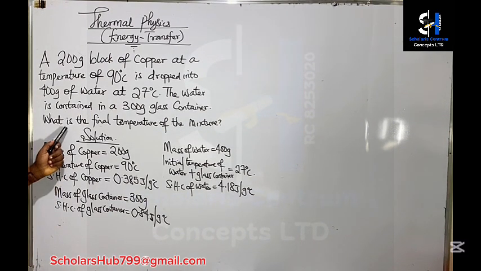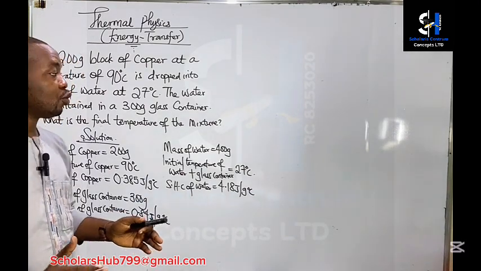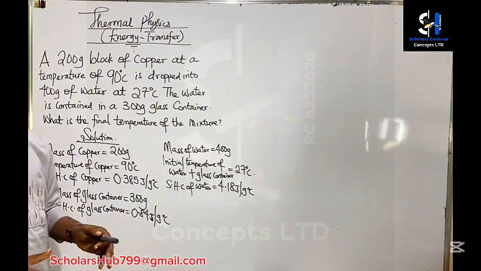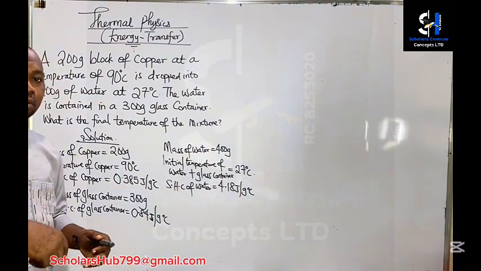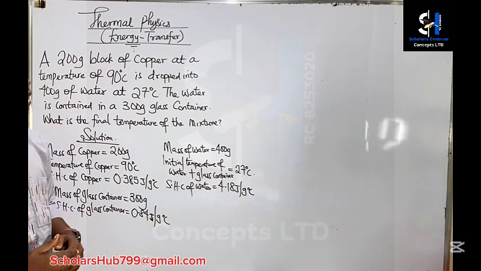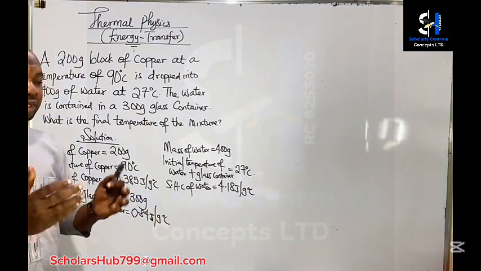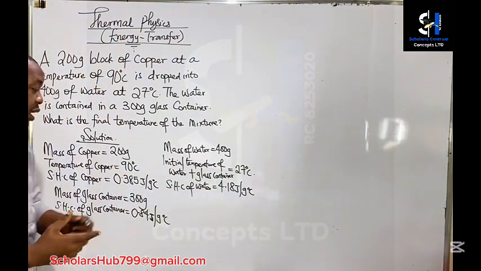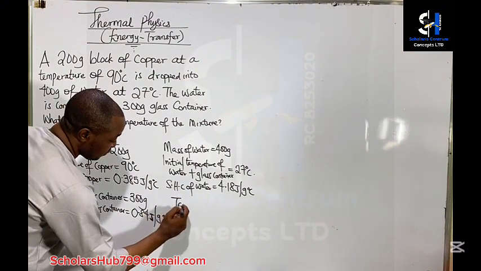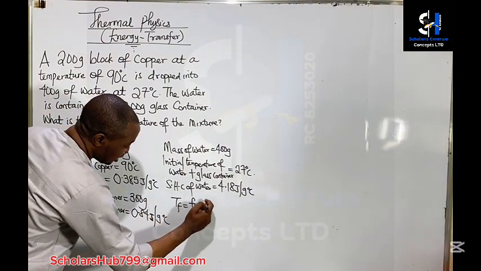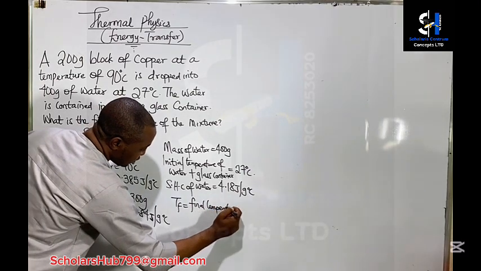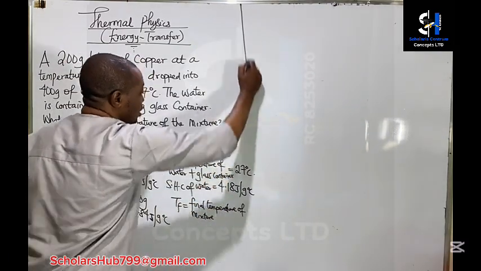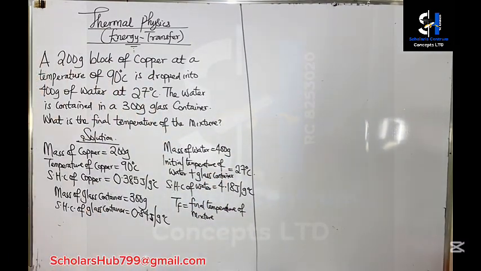Now to calculate the final temperature of the mixture, the copper block is dropped into the glass container containing water and the mixture is stirred thoroughly to aid equilibrium temperature. A thermometer will be introduced, and it is going to read and record the final temperature of the mixture. So let TF represent the final temperature of the mixture.